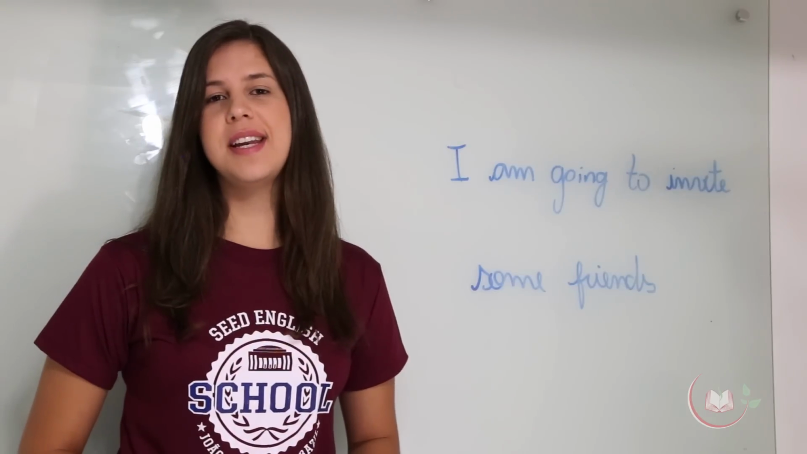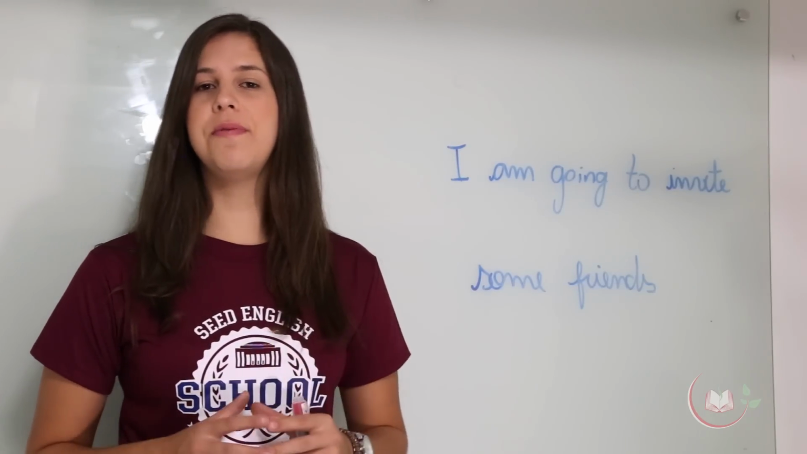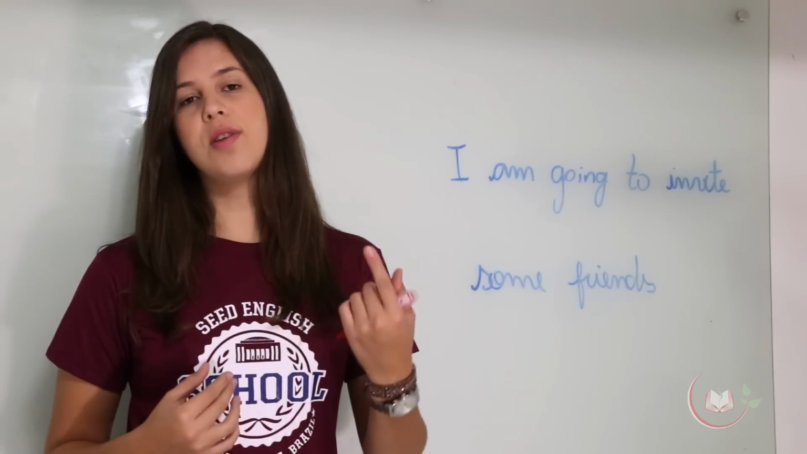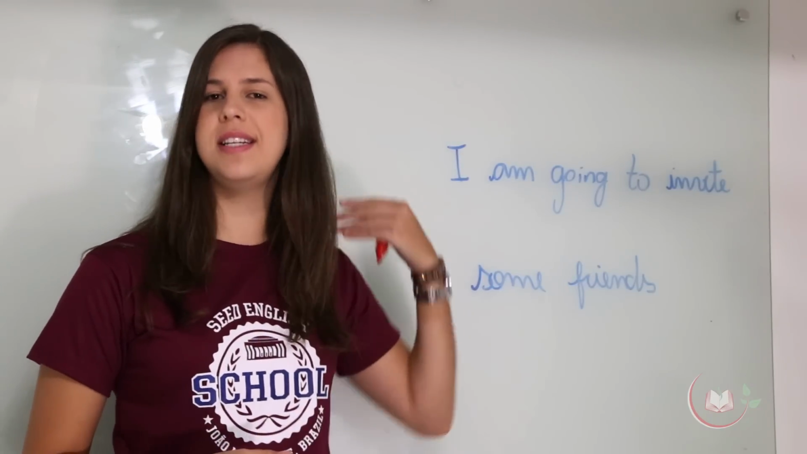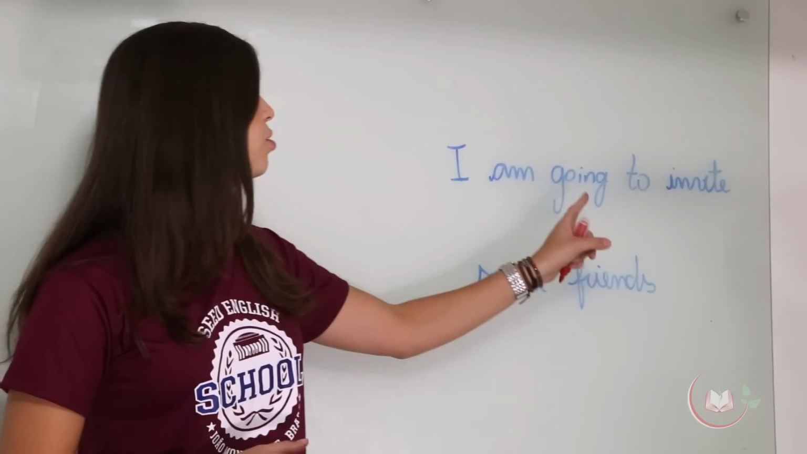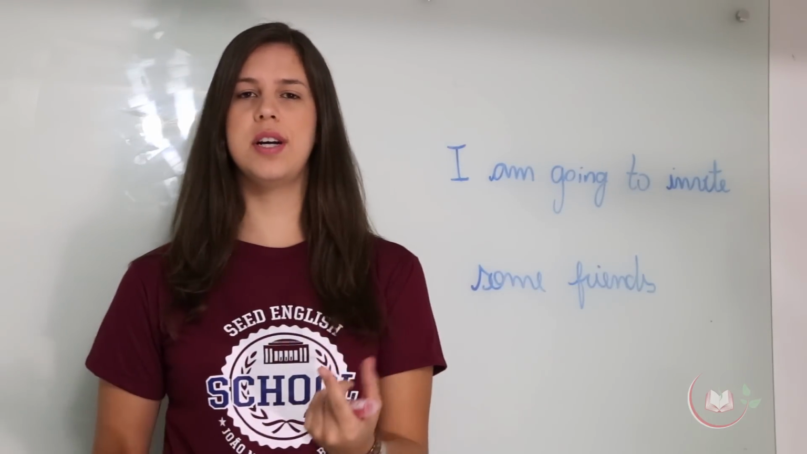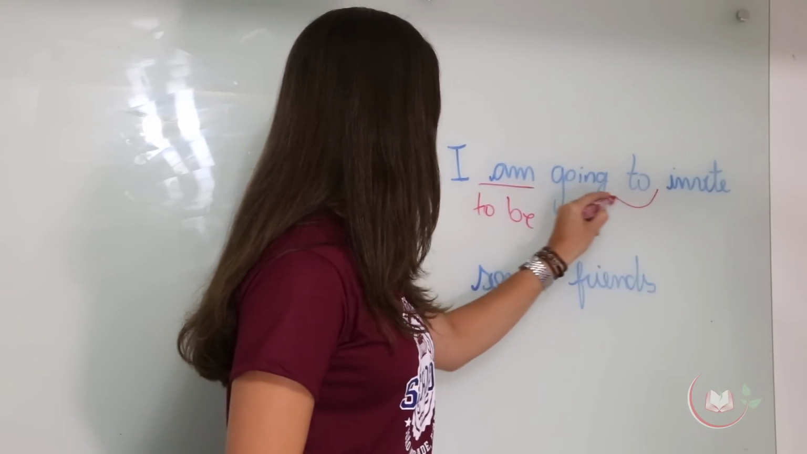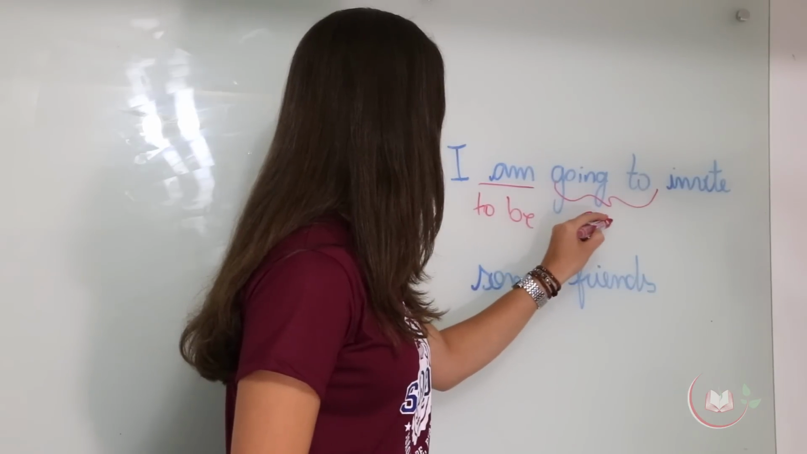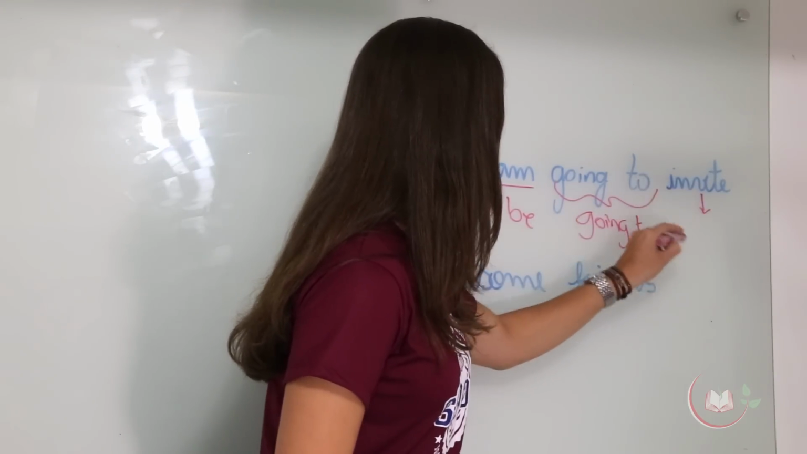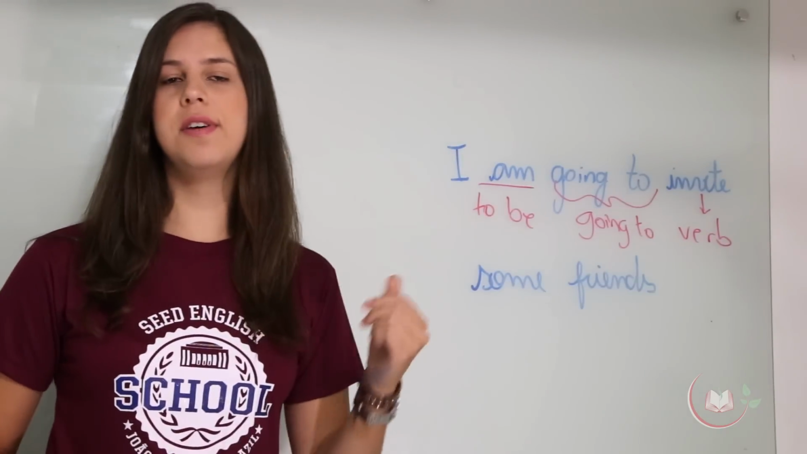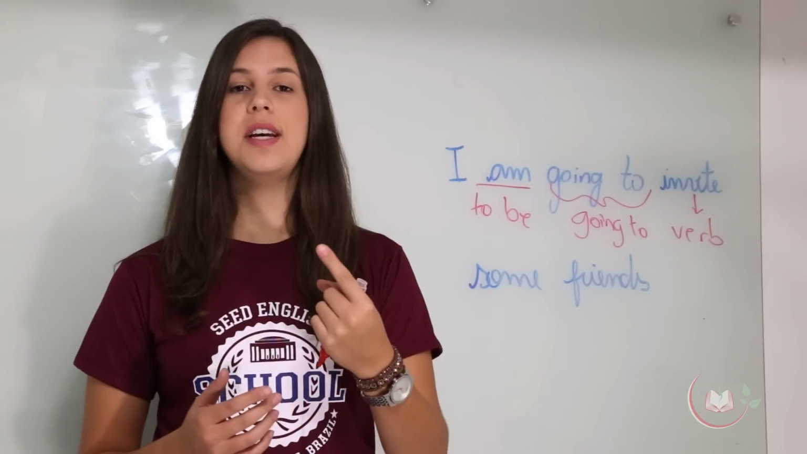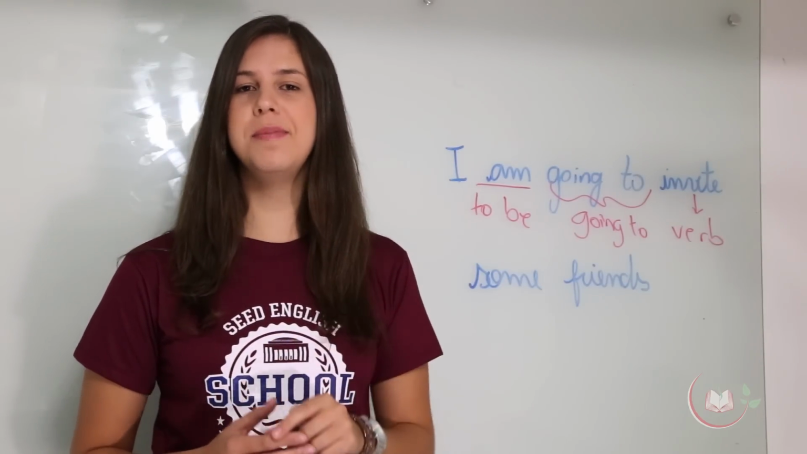Sure. Okay guys, so let's analyze the second situation. My decision with Thomas happened at 6 p.m. and my conversation with Bia happened at 3. When I talk to Thomas, I am talking about something I have decided before. So I say, I am going to invite some friends. Analyzing this structure, I have the verb to be, I have going to, and I have my verb. Again, this verb is in the base form. So remember, when I talk about something I have decided before, I use the structure to be plus going to plus a verb in the base form.